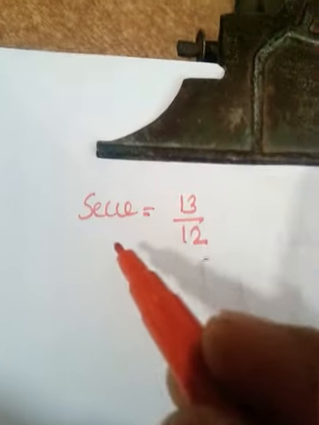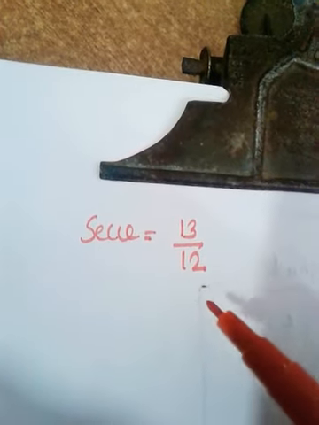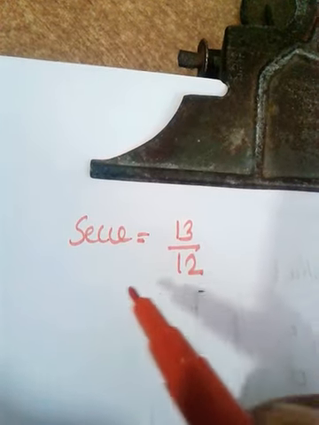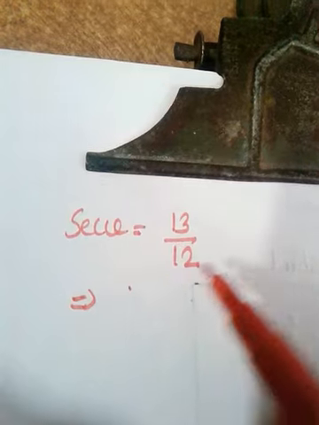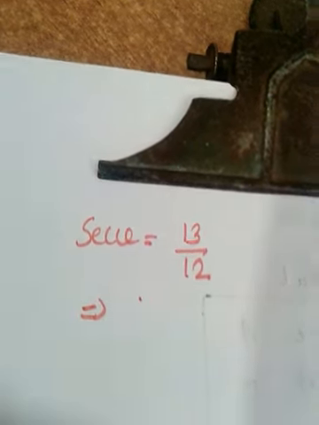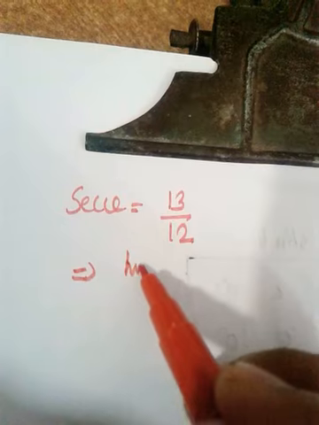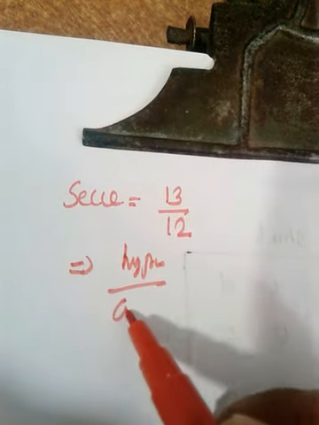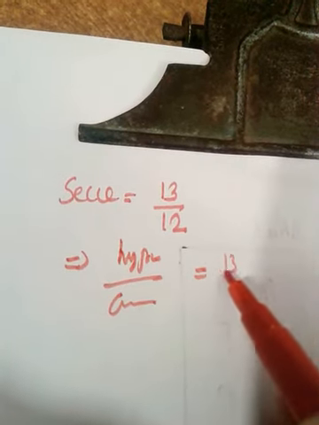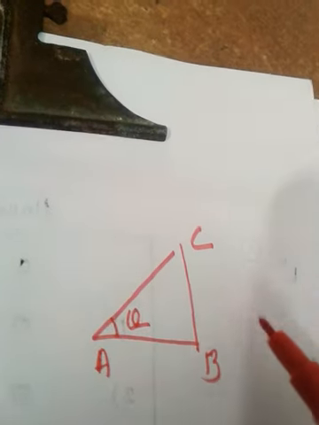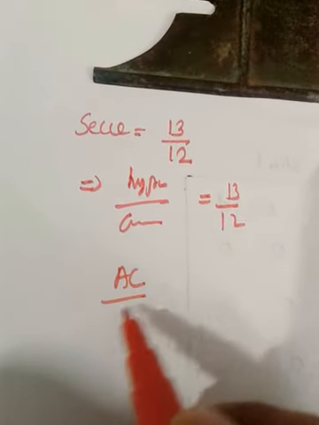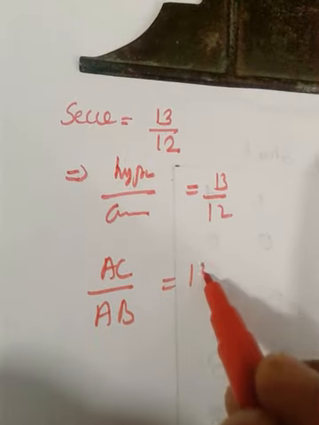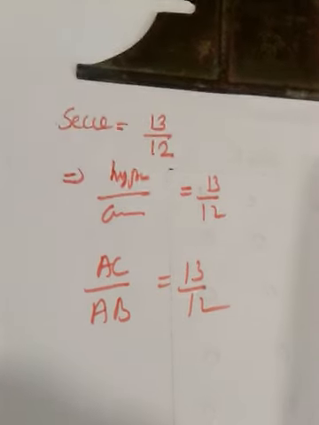Okay, now as always, as in the previous question, sec theta is given as 13 by 12. Then replace sec theta by its equation. Tell me, sec theta means reciprocal of cos theta. So the equation will be what? Hypotenuse by adjacent of theta is equal to 13 by 12. What is the hypotenuse here? AC, and adjacent of theta is AB. So AC by AB is equal to 13 by 12. Are you following me? Yes.